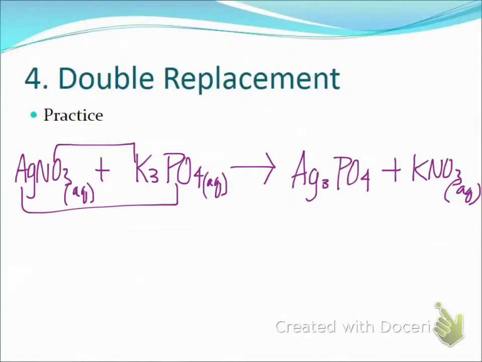Okay? So silver phosphate, is it aqueous? No, so it makes a solid, so we put an S. So this reaction will occur. Okay? So now, since we know it's going to occur, we're going to go ahead and balance it because we have to have a balanced equation. So how would I do that? A 3 here and a 3 here. And now we're good to go.